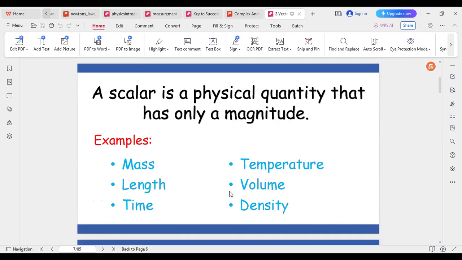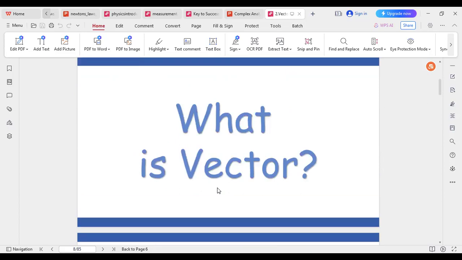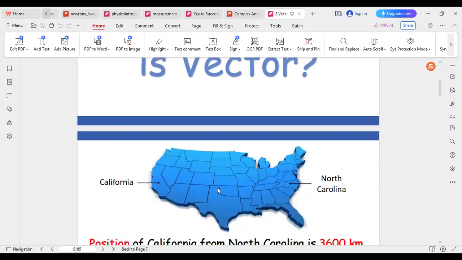So first of all, what is a scalar quantity? A scalar is a physical quantity that has only magnitude. These are examples: mass, length, time, temperature, volume, density, etc. Similarly, what is a vector?